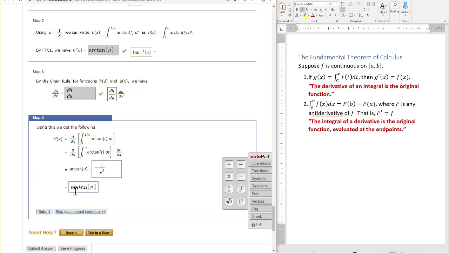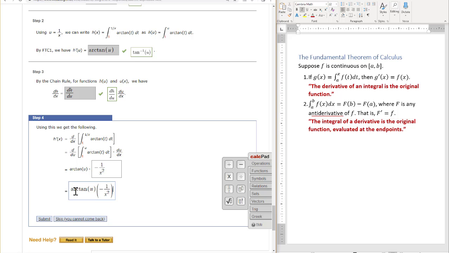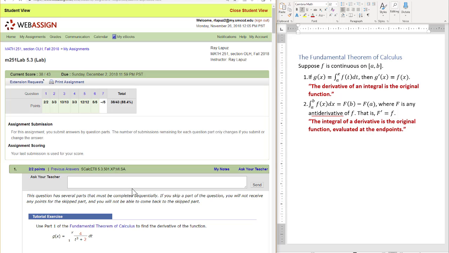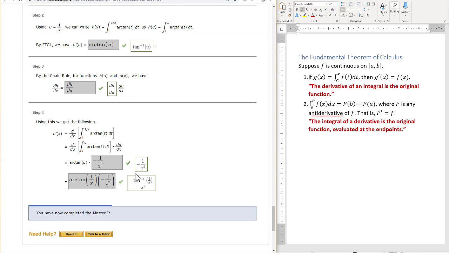Arctan of u times that. Now, u was a substitution that we made, so we need to make sure we put that substitution back. We let u equal 1 over x, so we replace it back with 1 over x. So it's going to be the arctan of 1 over x times the derivative of 1 over x, which is negative 1 over x squared. Okay?